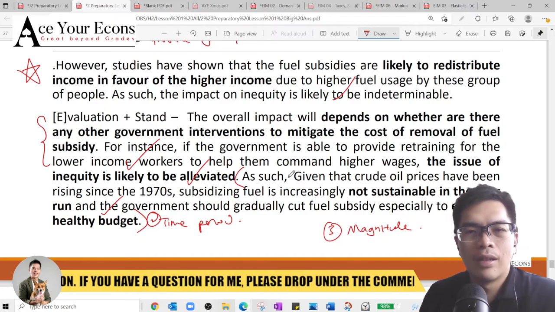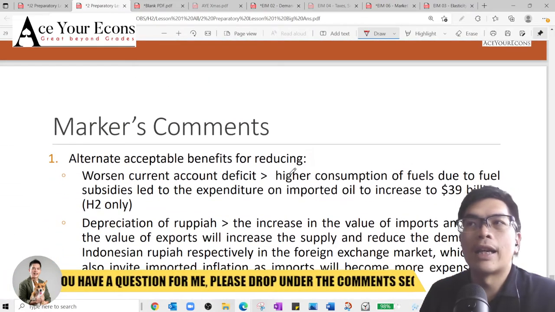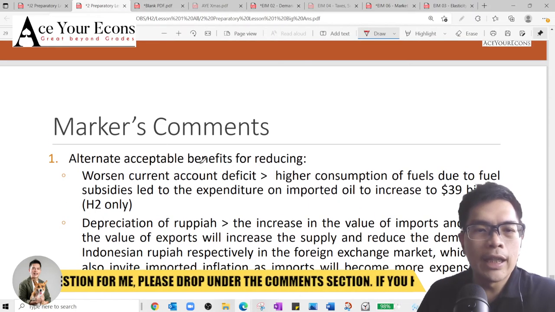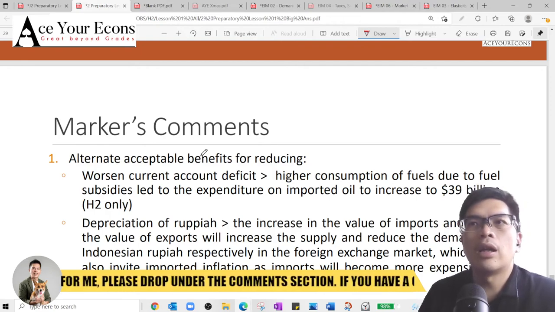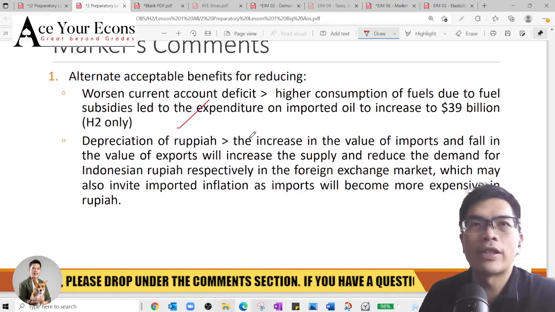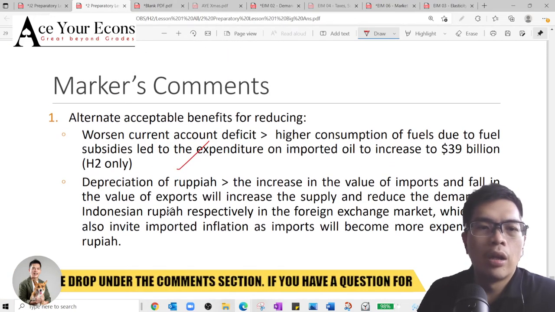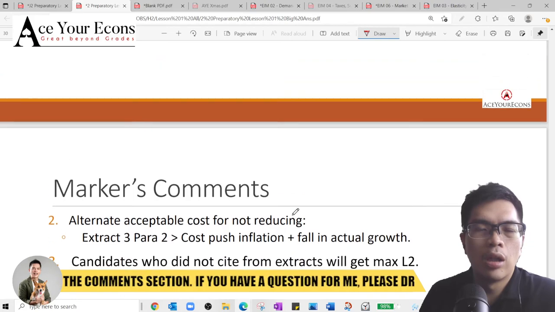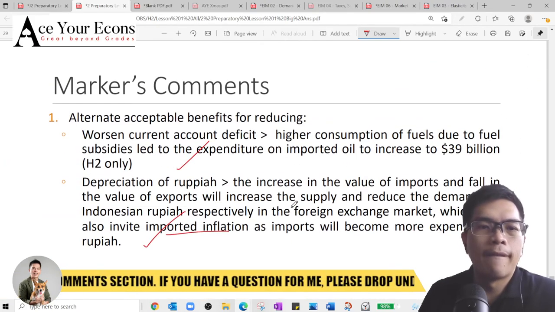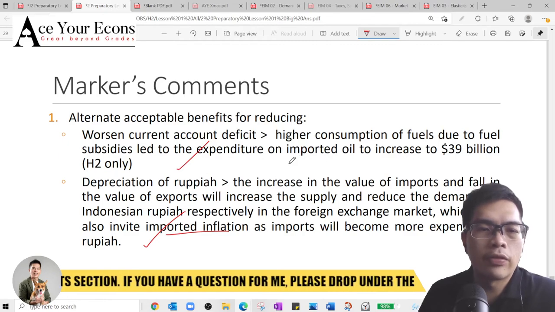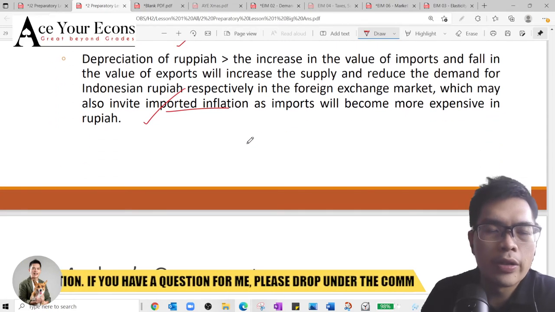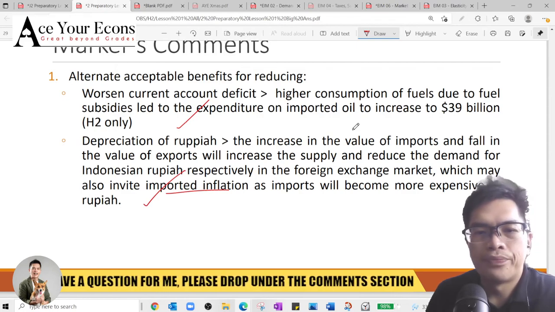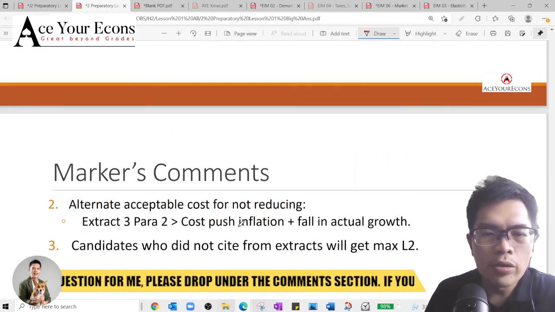So I'm going to go through some of the harder approaches here. The ones that I brought up were the easier ones. So if you're a second year student looking at this clip, you have learned macro, you can consider current account deficit, balance of payment. You can consider a depreciation of rupiah and imported inflation. These are some of the counterpoints you can consider. So when you reduce, you can improve your current account deficit. You can also consider cost push inflation.